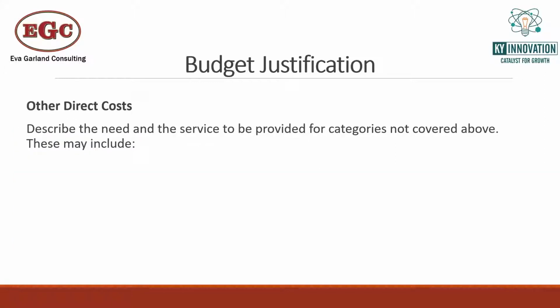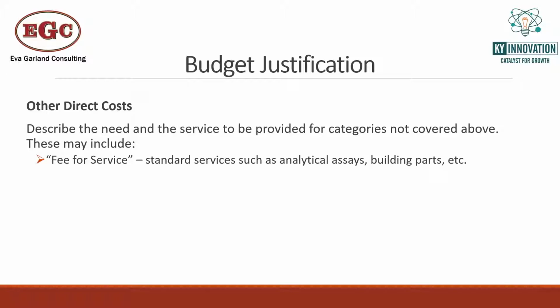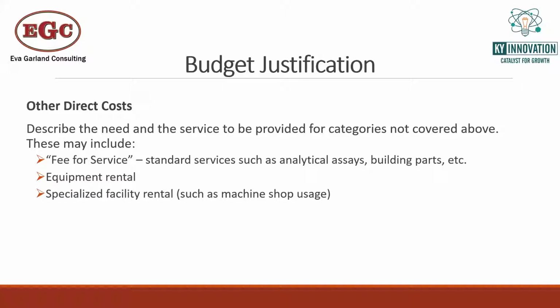Okay, finally, your other direct costs that we haven't covered so far. Fee for service, so standard services, running analytical assays, building parts, etc. Those can go line item into other direct costs, and make sure that you include a quote for those, of course. Equipment rental. Specialized facility rental, machine shop usage, anything like that.